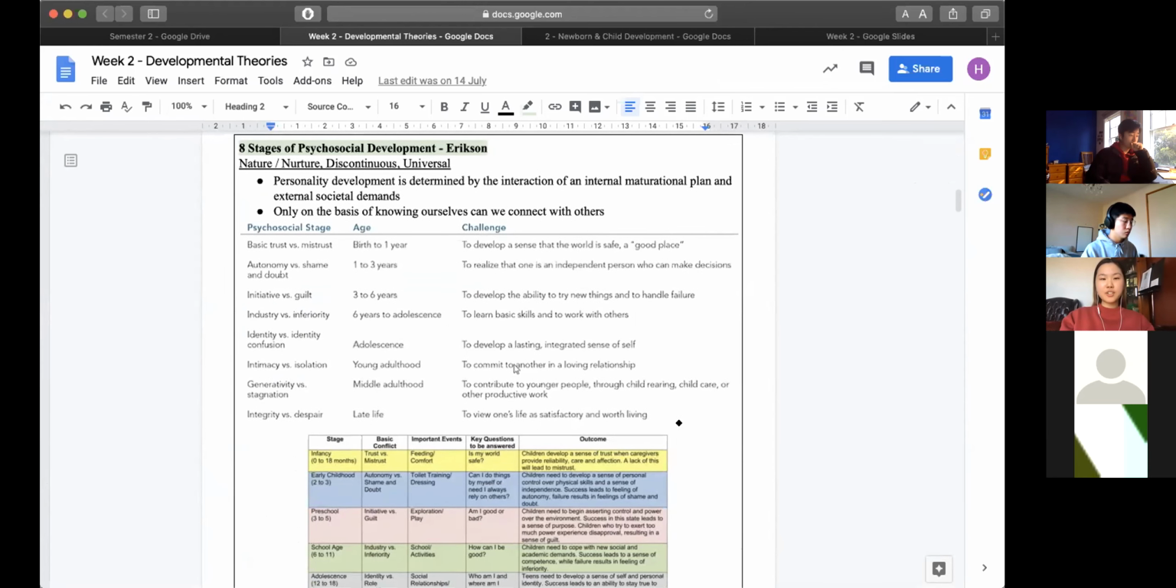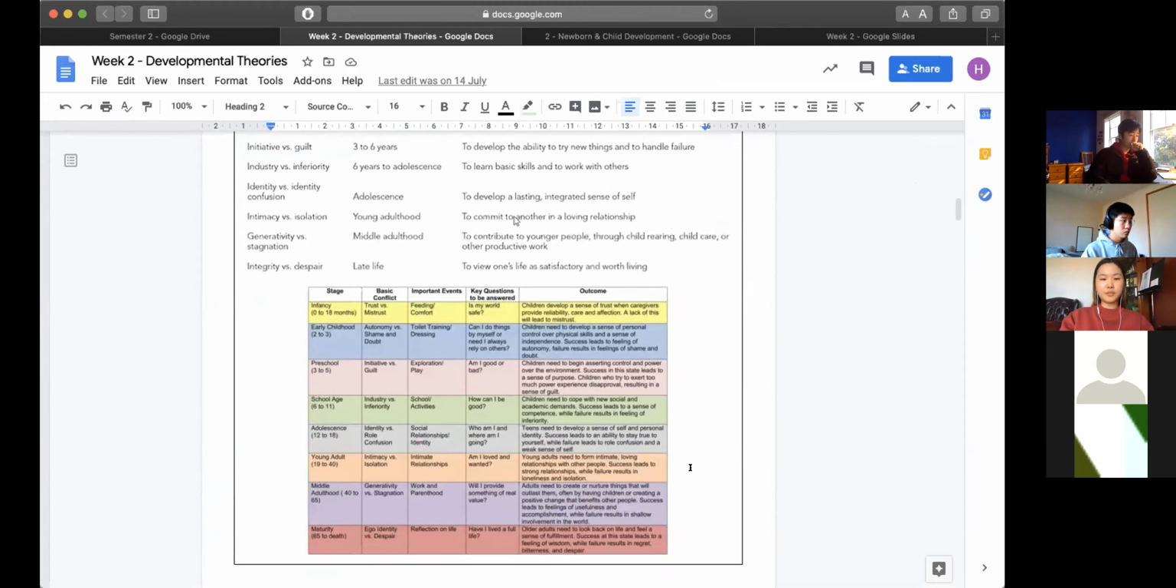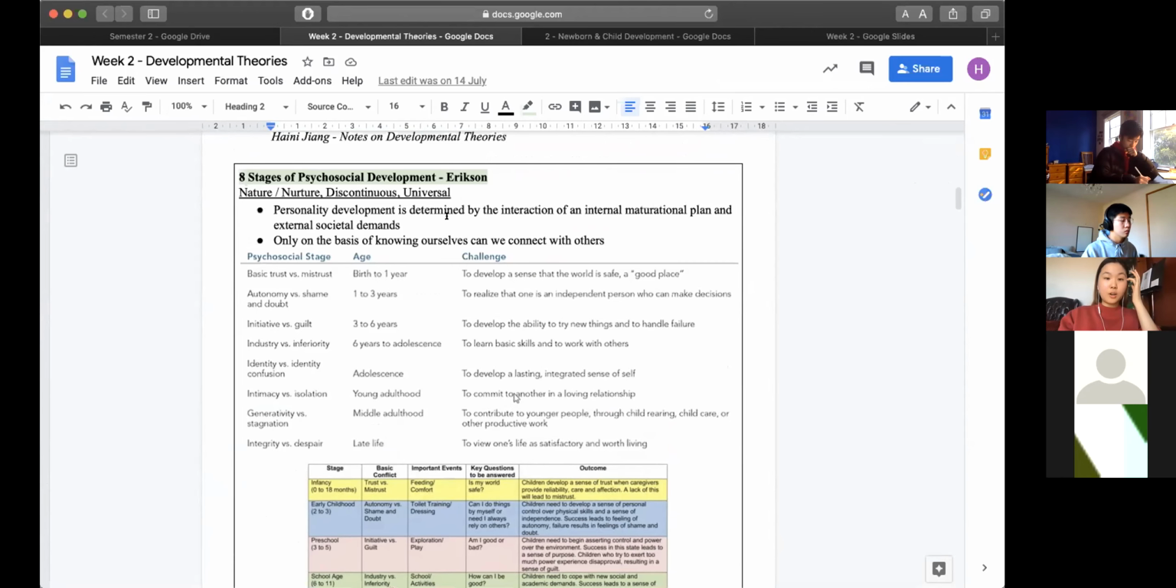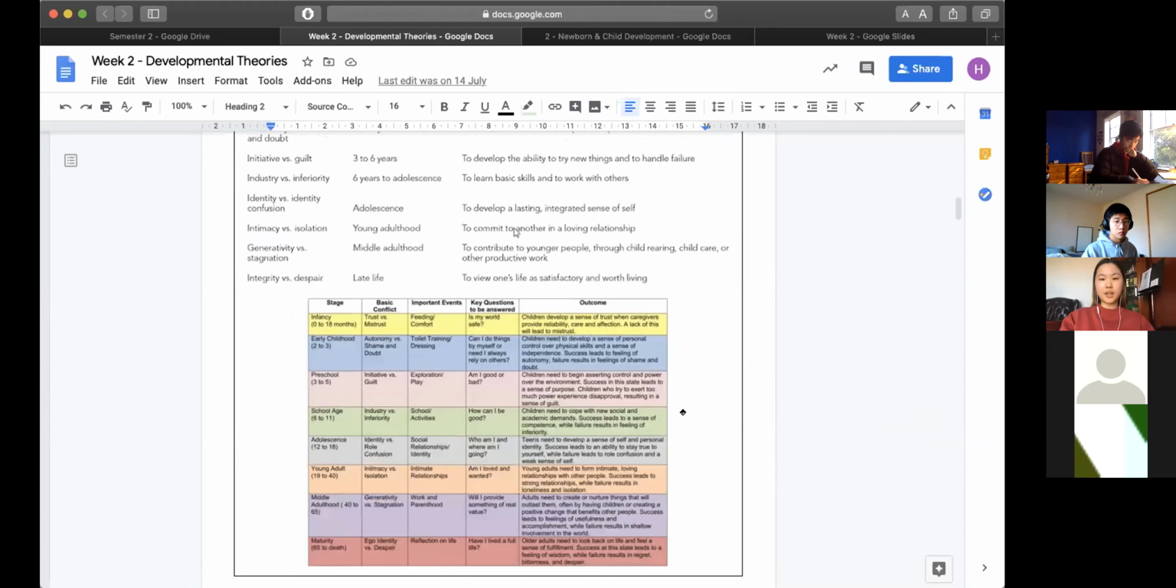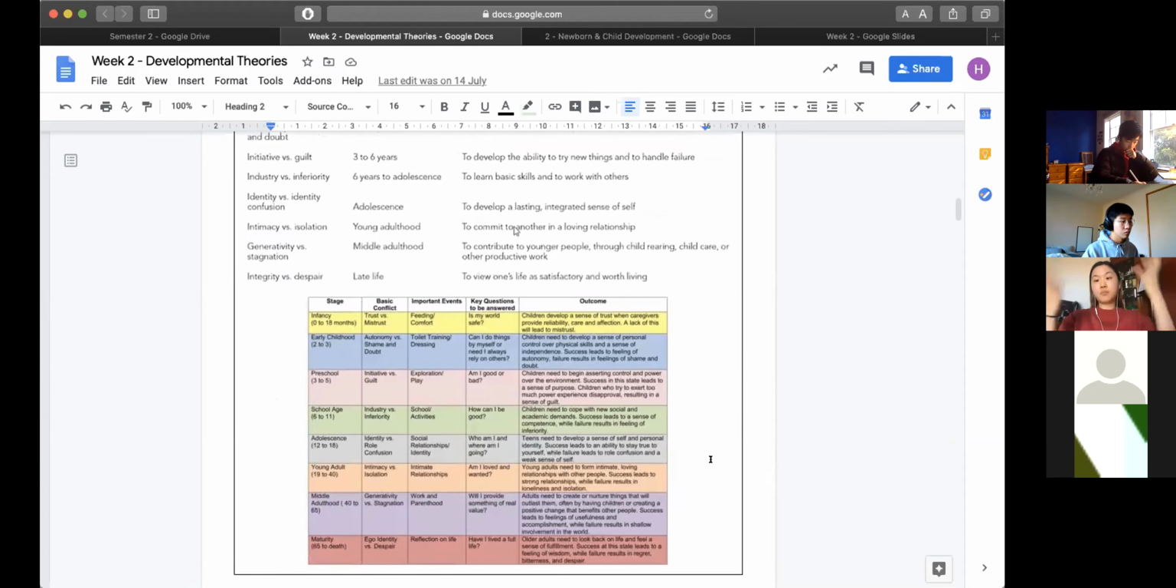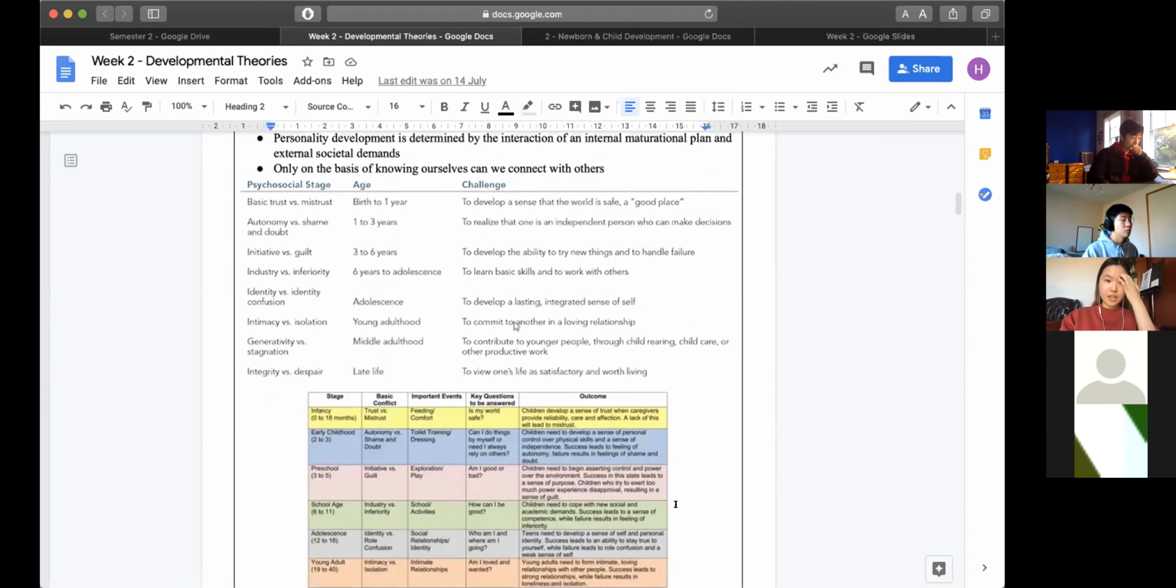Another one that gets mentioned a lot is Erikson. This is basically a longer version of Freud, except it's a little bit better. It's also discontinuous, also universal. So it's grouped in stages, and they believe that it applies to everyone. However, there are more stages than what Freud would suggest.